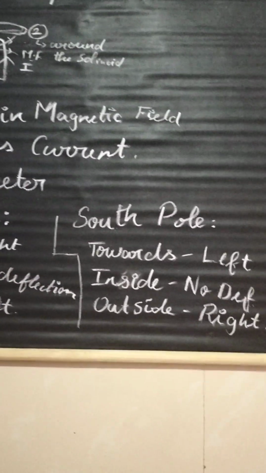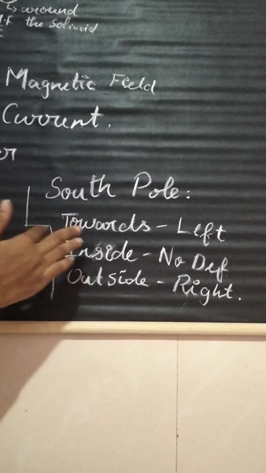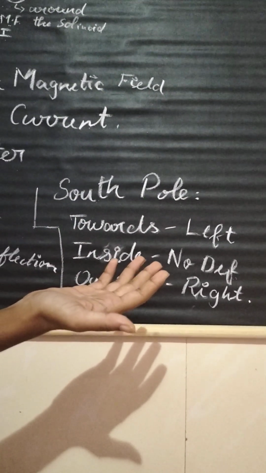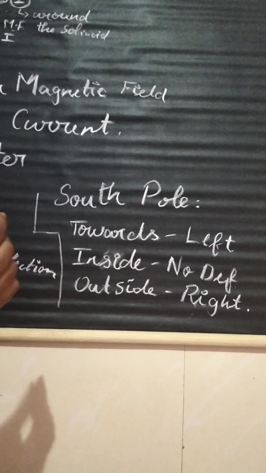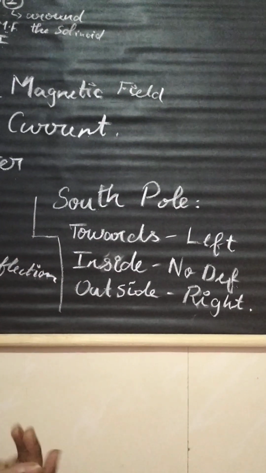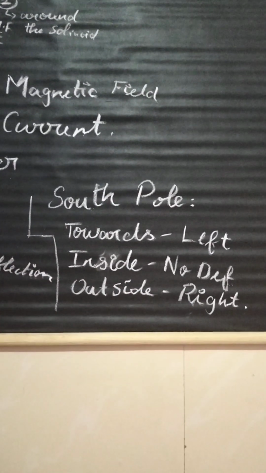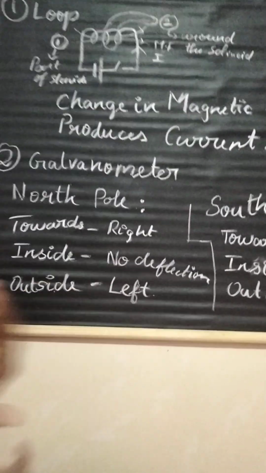When I put the south pole inside the solenoid, it shows a left side deflection. When it is at rest inside the solenoid, it shows no deflection, and when I take it out, it shows a right side deflection. So you can see that the north pole and south pole show different deflections.